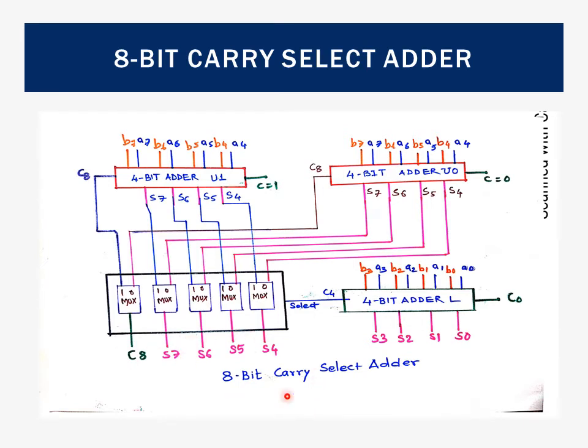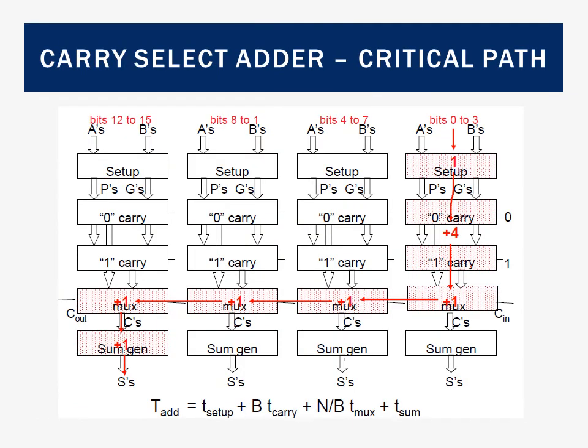That means this output is based on the select carry. Based on that, either the result of U0 is diverted here, or otherwise the result of U1 would be taken at the output. And the carry out bit C8 is also selected by the mux carry. Based on this, it is selected whether the carry from this block is to be considered as the final carry, or this one is to be considered as the final carry.